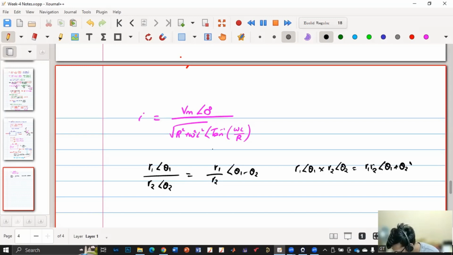From this I will get I equals Vm by square root of R square plus omega square L square.